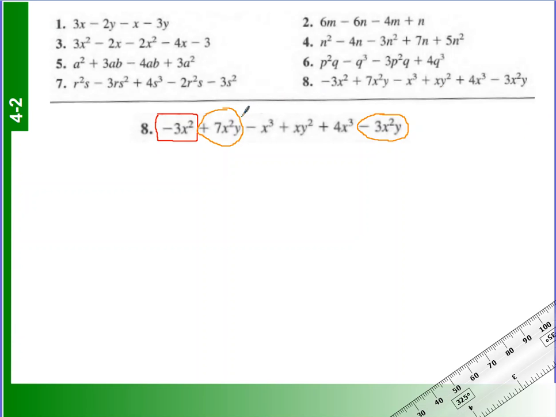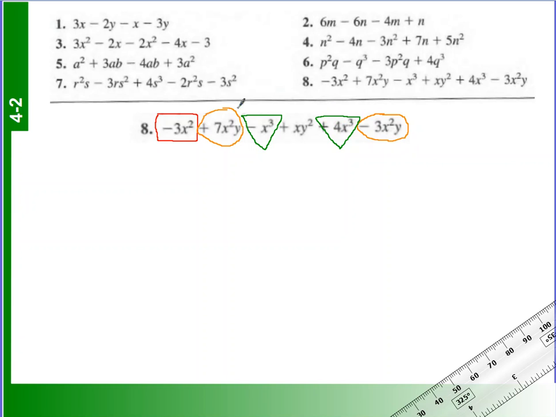So next, I have negative x to the third. Do I have any other x to the thirds? Well, not here, but look at that, I do, right there. 4x to the third. So I'll draw my triangle around positive 4x to the third.